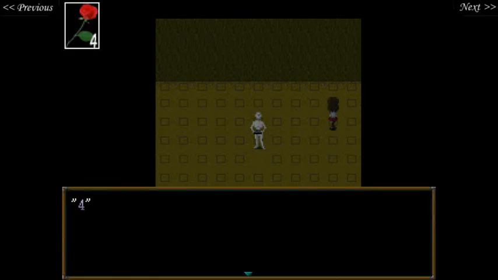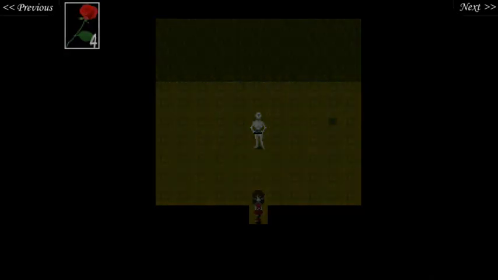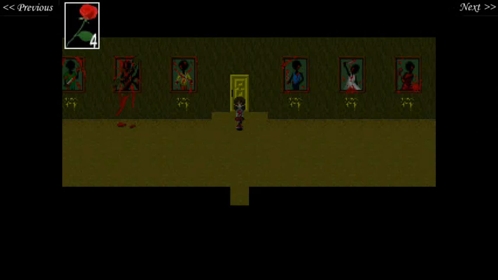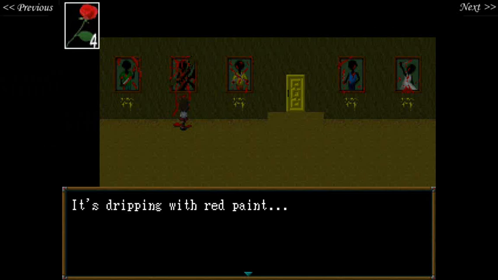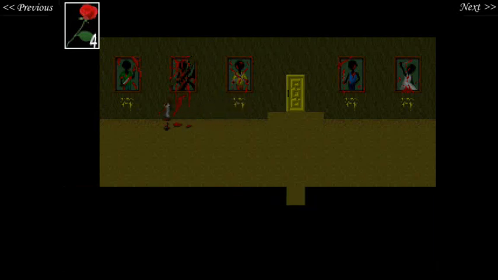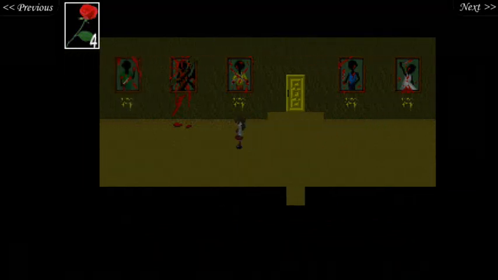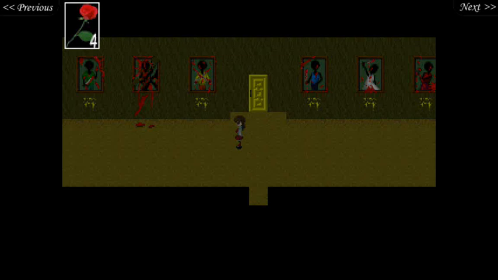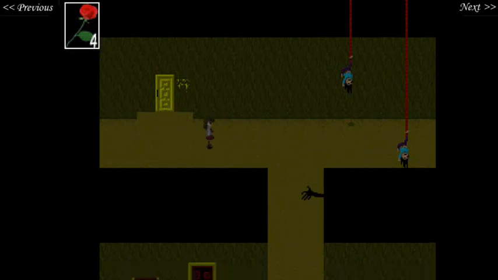There's a number on the back of the tile. 4. That's a disturbing sound. Whoa. Wow. It's dripping with red paint. Liar! Liar! Liar! Liar! Liar! That's... wow. Yeah. Well, that's what they got for telling the truth. That happened.